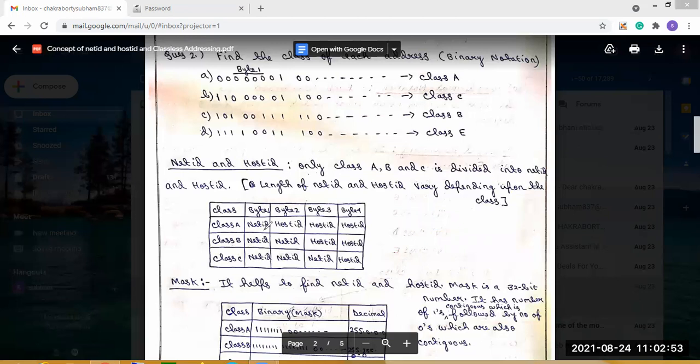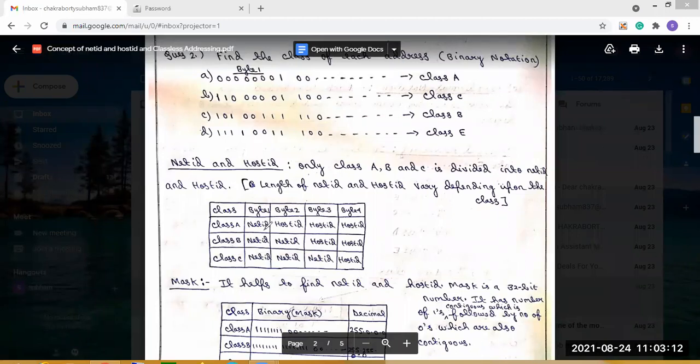So this is how we divide net ID and host ID in each class. For class A, byte 1 is the net ID and the other 3 are the host ID. For class B, the first 2 are the net ID and byte 3 and byte 4 are the host ID. For class C, the first 3 are the net ID and the last one is the host ID. Okay, so this is the table.